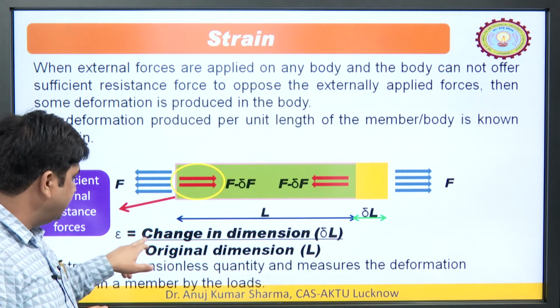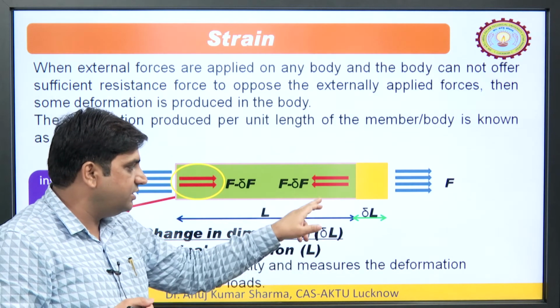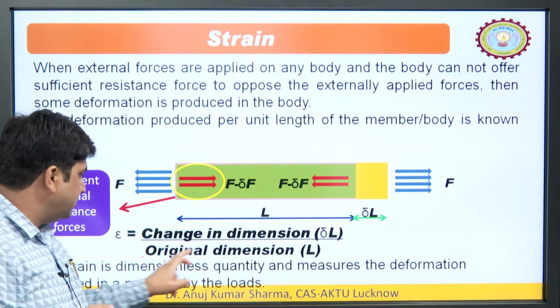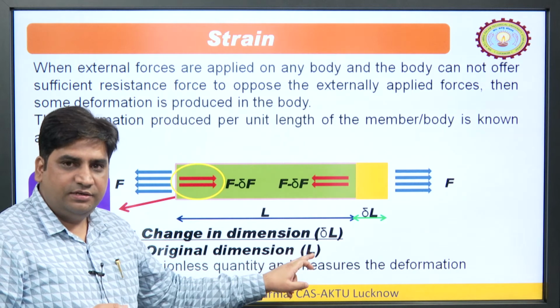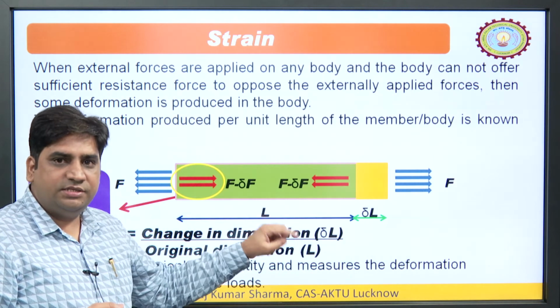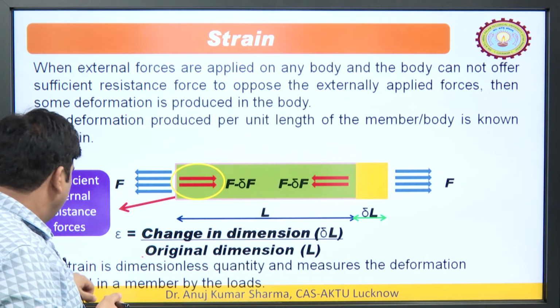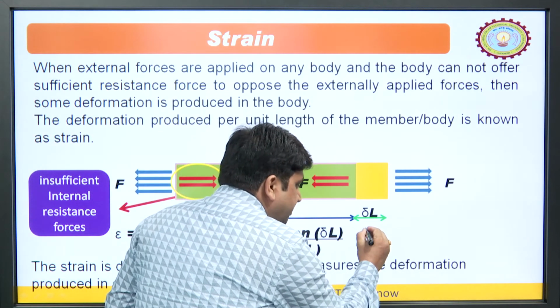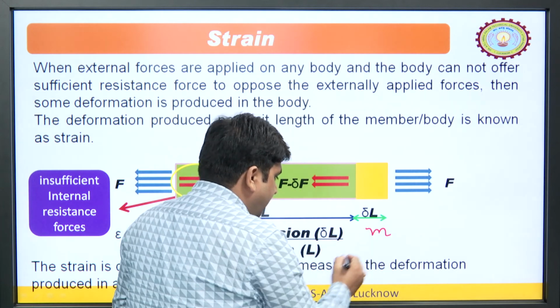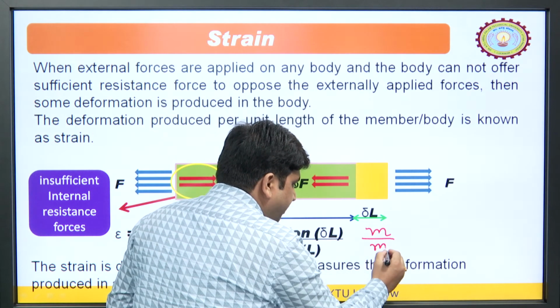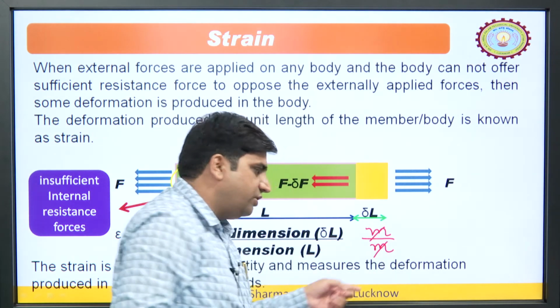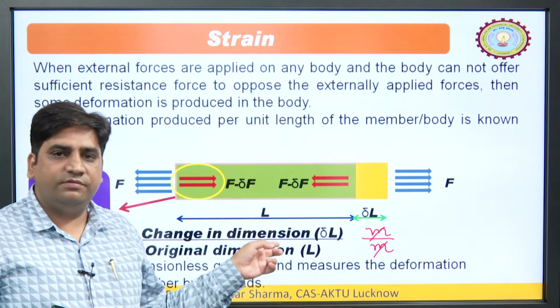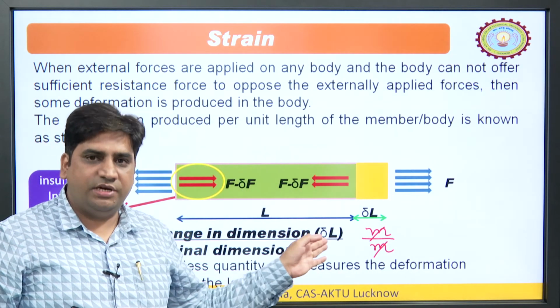So, epsilon is equal to the change in dimension, here delta L, divided by the original dimension, which is L. So, delta L upon L, this is the strain. We can see that delta L is measured in meters and length is also measured in meters, so they cancel out. It does not have any unit. So, it is a dimensionless quantity, right.